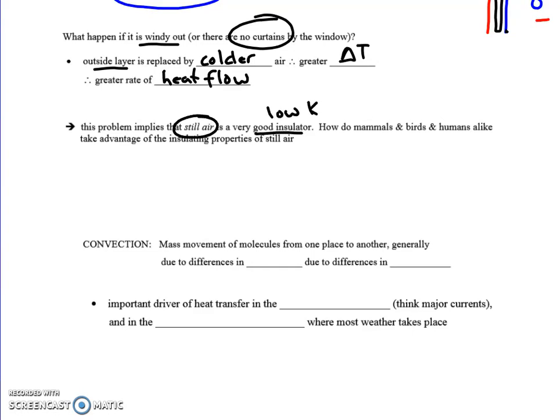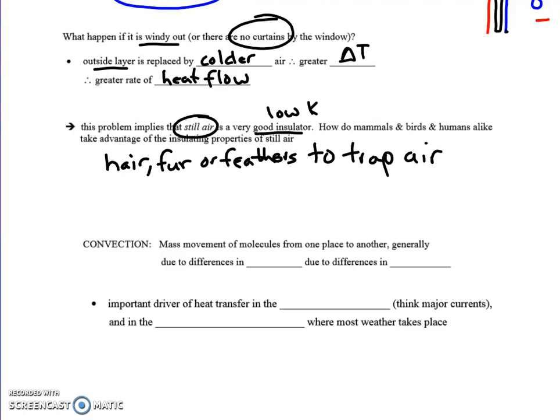So how do we, as mammals or birds alike, take advantage of this insulating property of air? We have hair or fur or feathers for the sole purpose to trap air. And since air is a very, very good insulator, you're not going to get much heat flow through conduction, and if it's trapped, it's not going to move. And we see from the previous problem why that's so important.